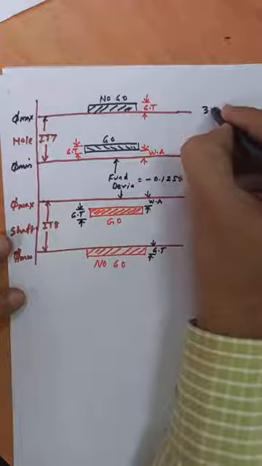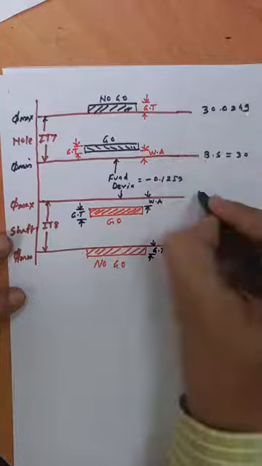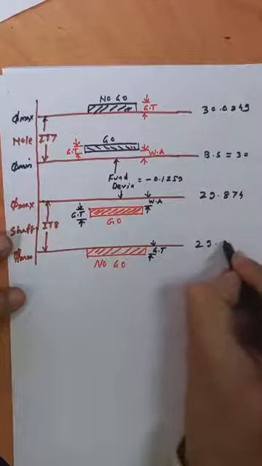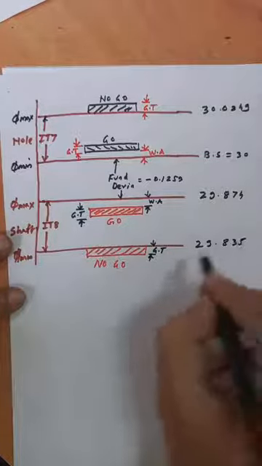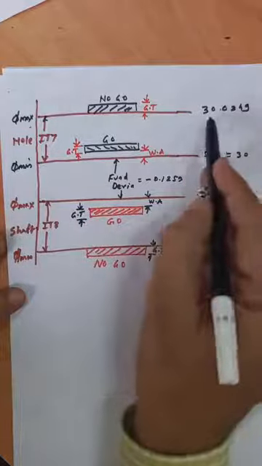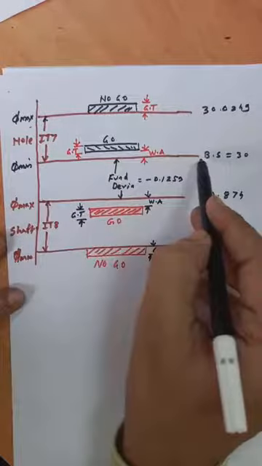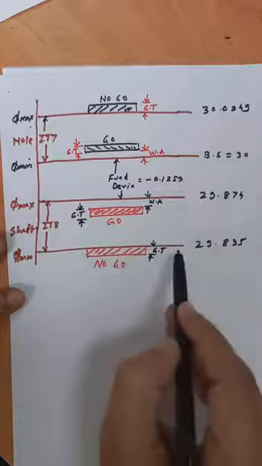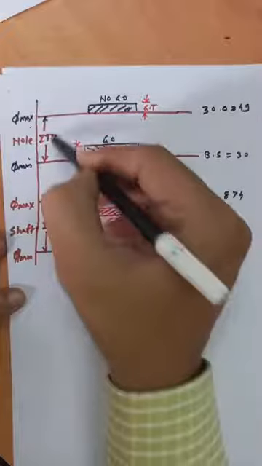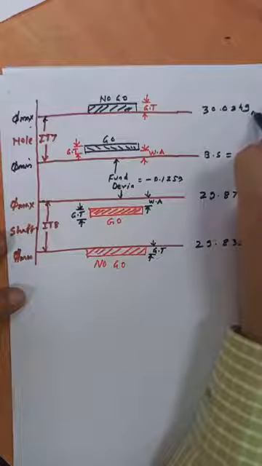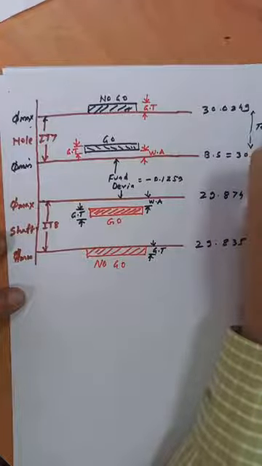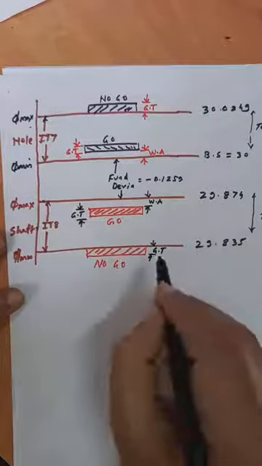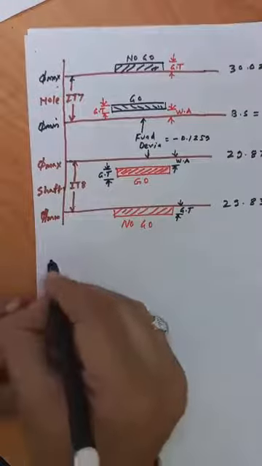This is 30.024 and we have already calculated all this. This is 29.874, this is 29.835. So we have calculated the maximum and minimum size of the hole, the maximum and minimum size of the shaft, the fundamental deviation, and the tolerance for the hole and the tolerance for the shaft. Now calculate for the hole.